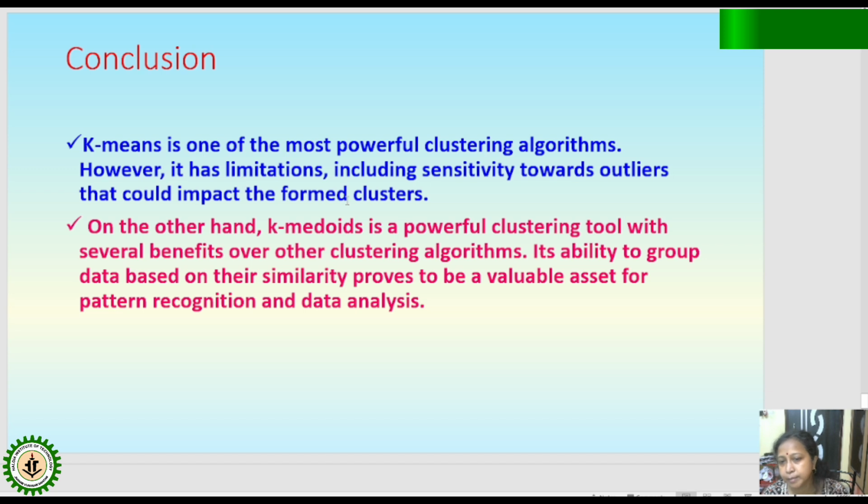Now, our conclusion is that K-means is one of the most powerful clustering algorithms. However, it has limitations, including sensitivity towards outliers that could impact the formed clusters. On the other hand, K-medoids is a powerful clustering tool with several benefits over other clustering algorithms. Its ability to group data based on their similarity proves to be a valuable asset for pattern recognition and data analysis.